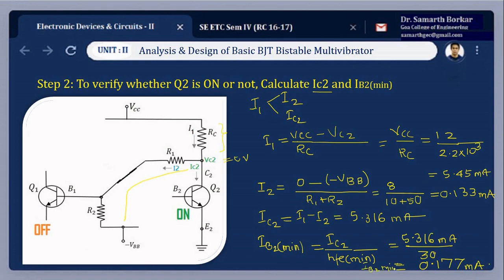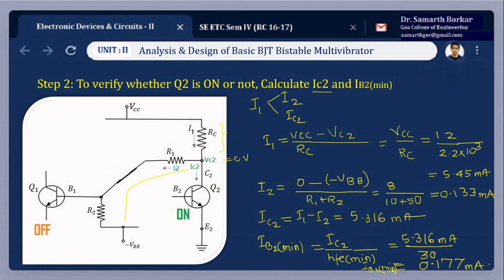So what is the significance of this IB2 minimum? In the next step we are going to calculate the actual value of IB2, which is the value required to make the device on. That value will be compared with IB2 minimum. It has to always be greater than IB2 minimum to make the device on. For example, if you get IB2 as 0.15, that is less than IB2 minimum, so that current is not sufficient to make the device on, isn't it?